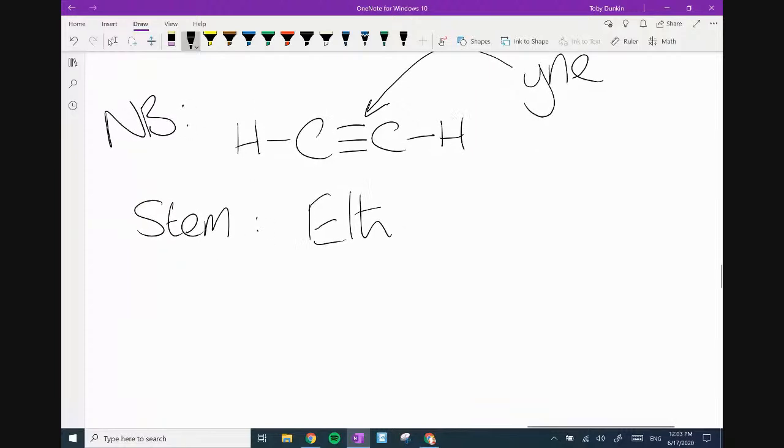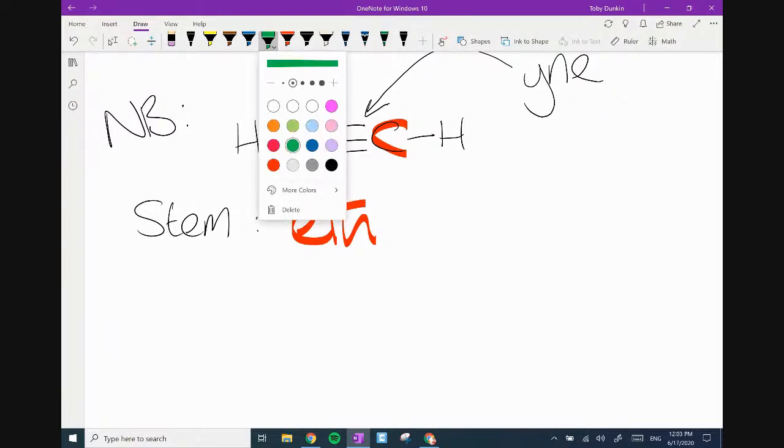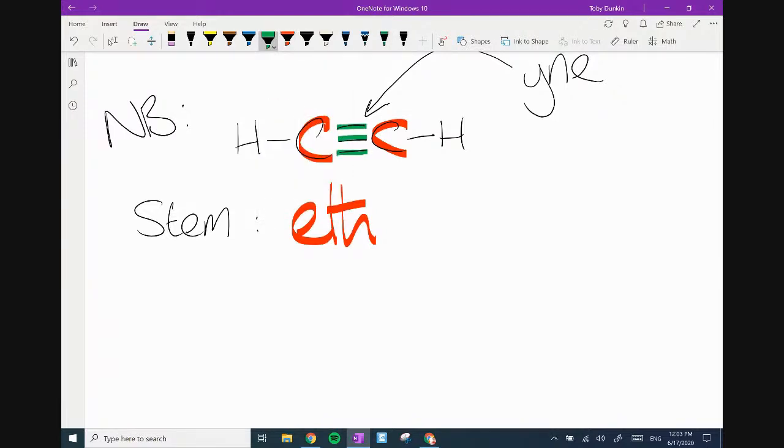Ethyne. Ruby, well done. Yeah, this is ethyne. I'm going to color code it by the atoms. Two carbons, eth. Yeah, triple bond: one, two, three is a yne. There you go, it's an yne. There's ethyne.